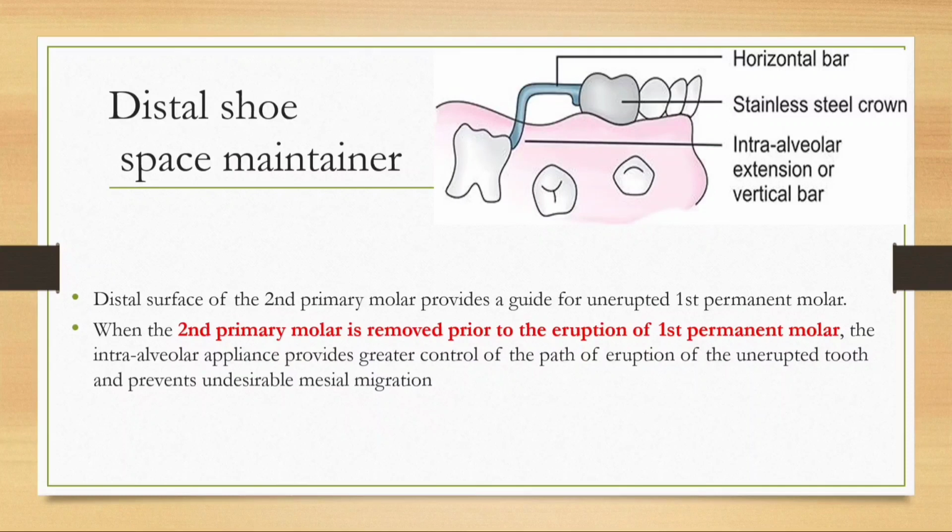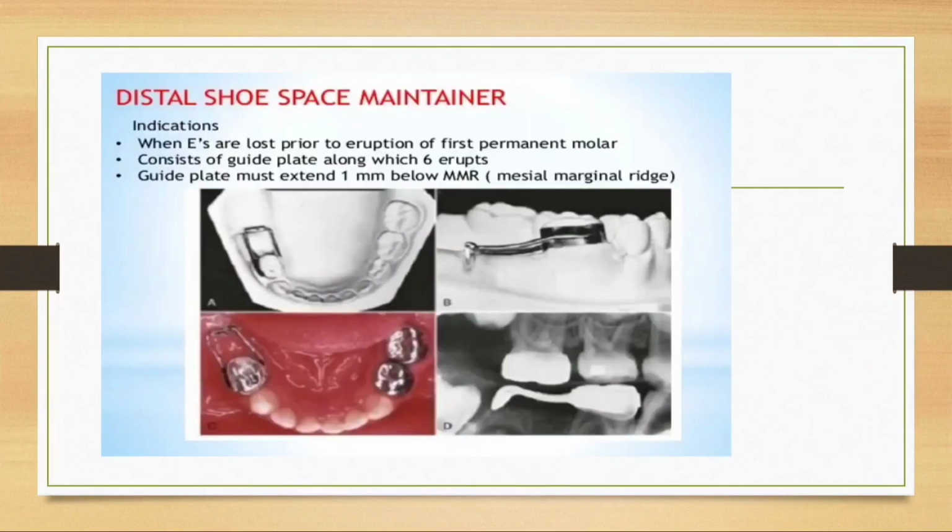Now we are into the space maintainer categories. The first one is the distal shoe space maintainer. It is a very commonly asked question: when, how, where this space maintainer is kept. From this picture it is very easy. There will be a stainless steel crown. From the distal side there will be a bar which is pointing towards the mesial side of the erupting permanent first molar, and it will guide the eruption pathway.